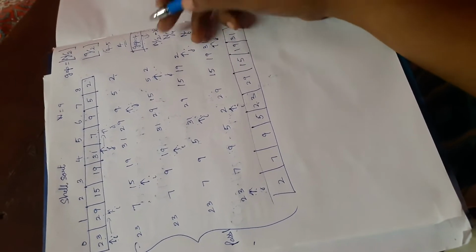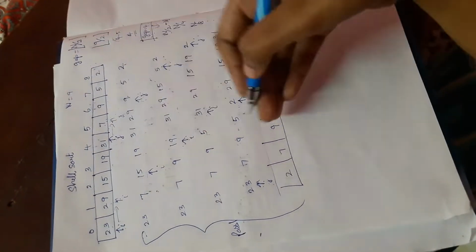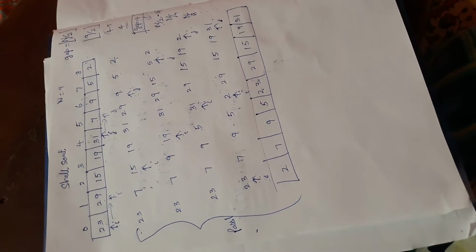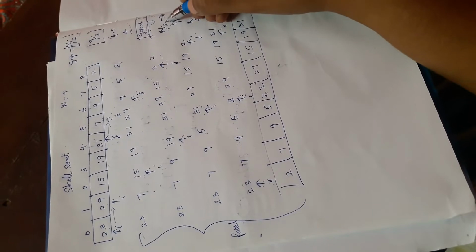suppose you see when you get the gap value as 1, it means the procedure of shell sort will be working the same as insertion sort. Okay, we will see that later, don't be confused. Okay, n divided by 2 means this is pass 1.